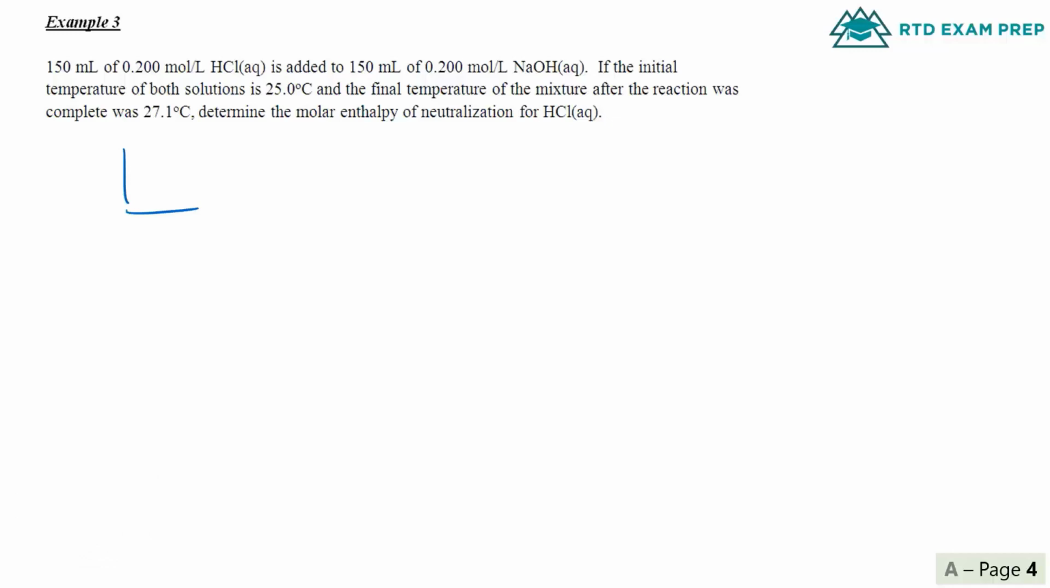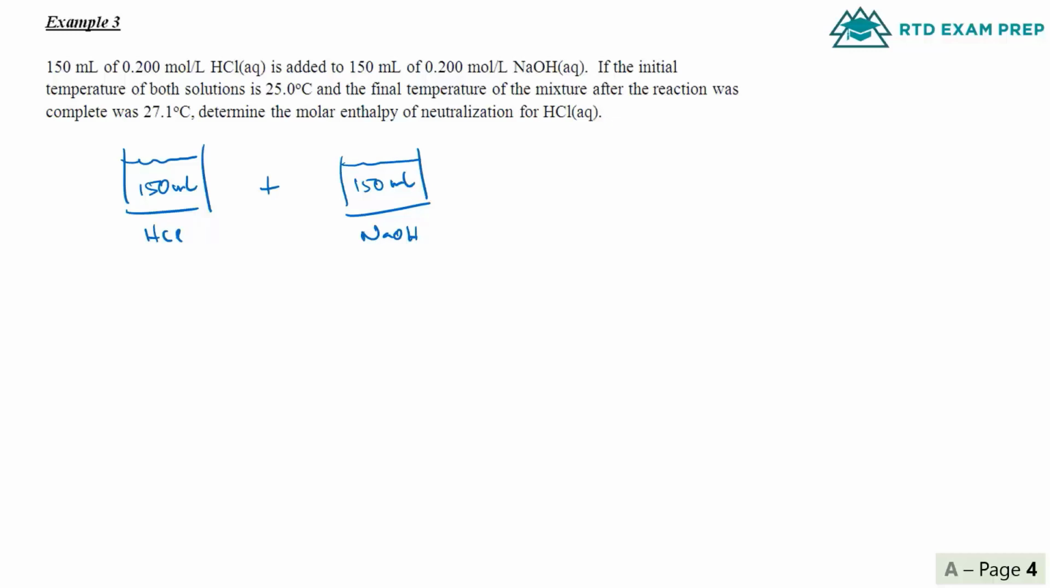What we have is a 150 ml solution of HCl, and it is being mixed with a 150 ml solution of NaOH. Okay, so 150 mL of a 0.200 mole per liter HCl is added to 150 mL of 0.200 mole per liter NaOH. If the initial temperature of both solutions is 25 degrees Celsius and the final temperature of the mixture after the reaction was complete was 27.1 degrees Celsius, determine the molar enthalpy of neutralization for HCl.